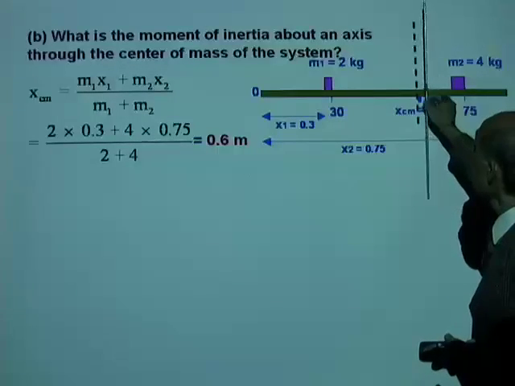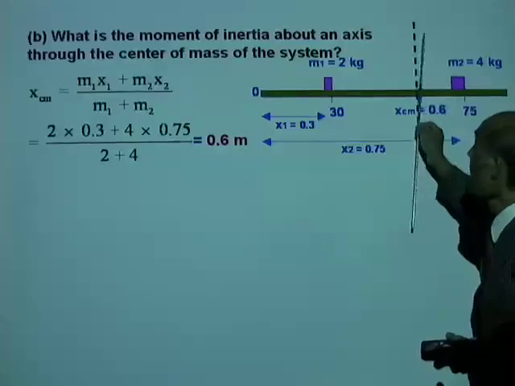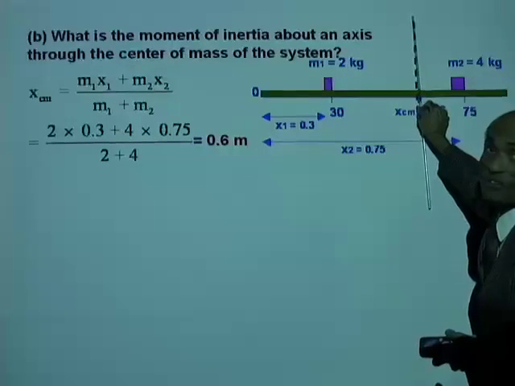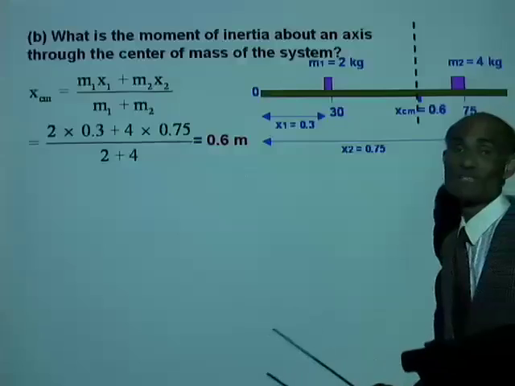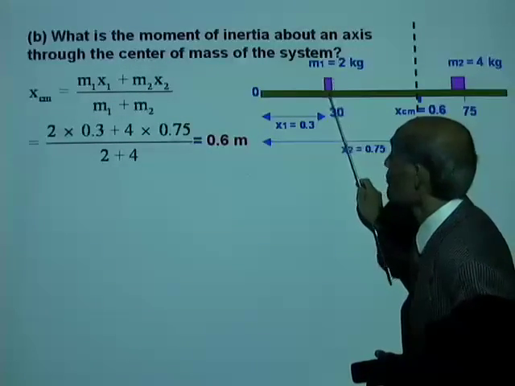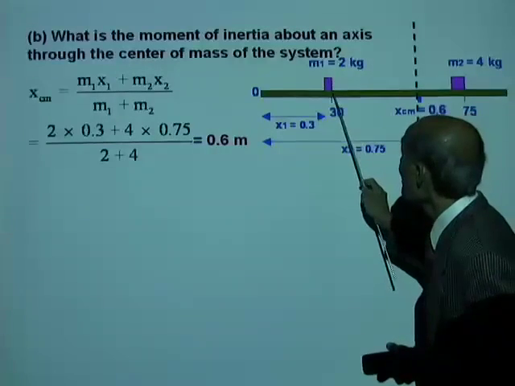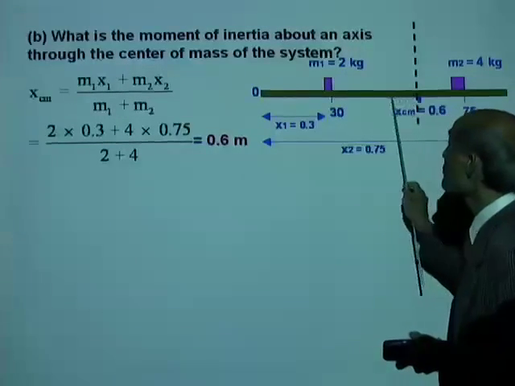We now need to find the moment of inertia of these two objects about this axis that passes through the center of mass. Well, the moment of inertia of m1 about that axis will be m1 times the square of this distance.